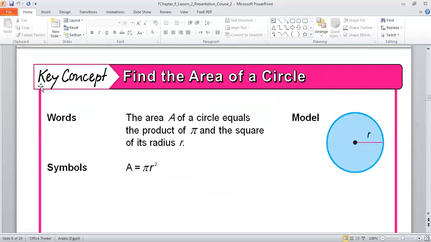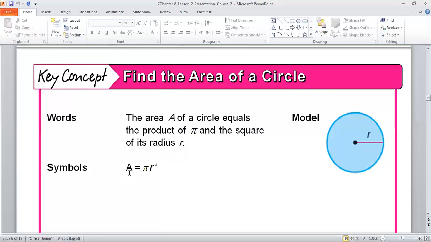Look with me at this. It says the key concept: find the area of the circle. What is the key concept? Find the area of the circle. The area of the circle is equal to what? The product of pi and the square of the radius r. So the area of the circle is equal to pi times r squared.